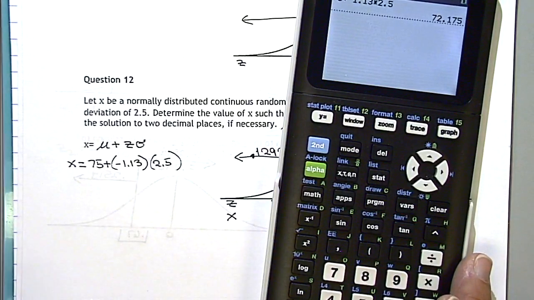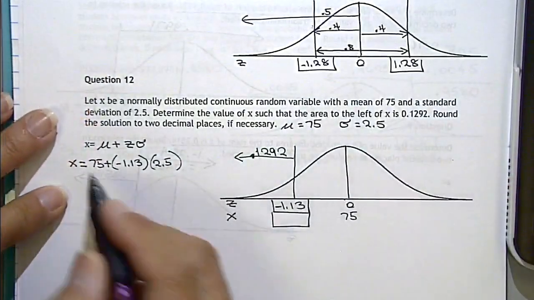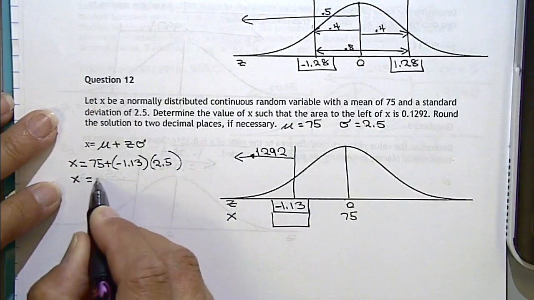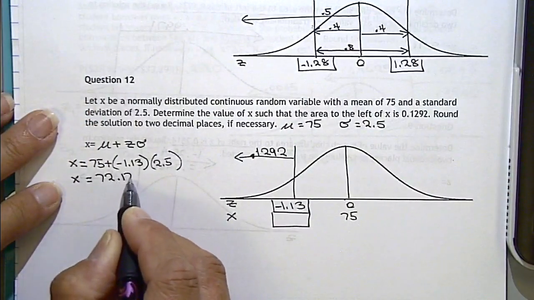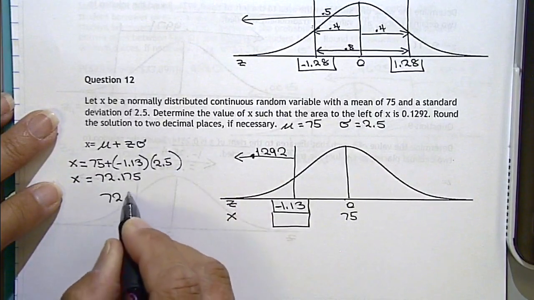You don't really have to use parentheses in these, but you can. If you did, you would put the multiplication in parentheses. Just make sure you know which one is your negative. It's not the same as your minus sign, right? So I've got X is equal to 72.175. It said go to 2 decimal places, 72.18, right?